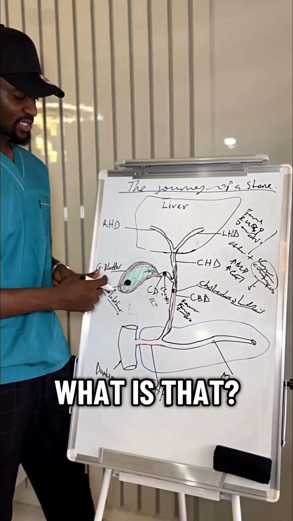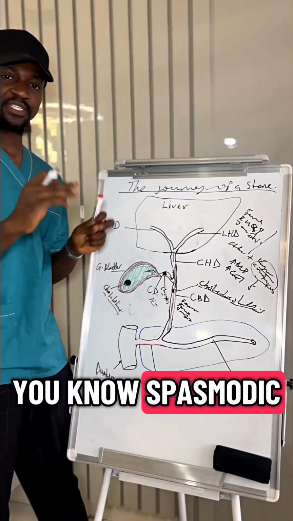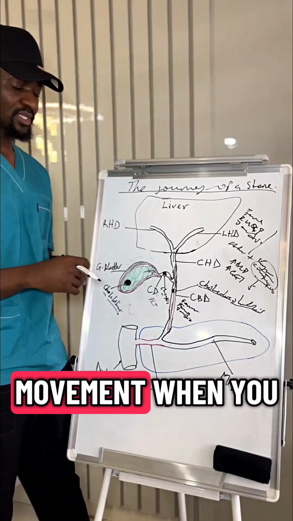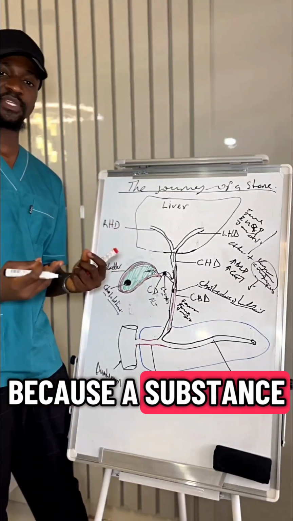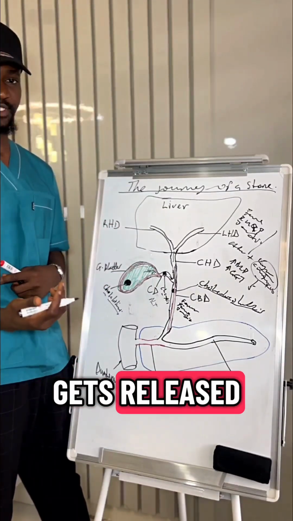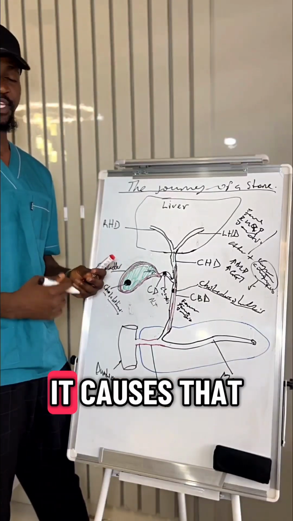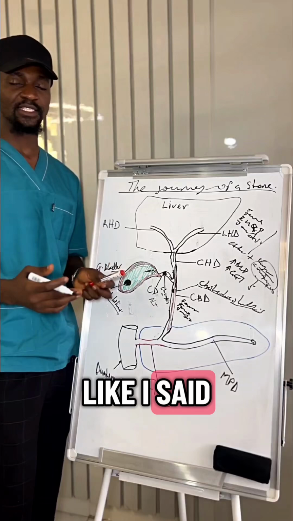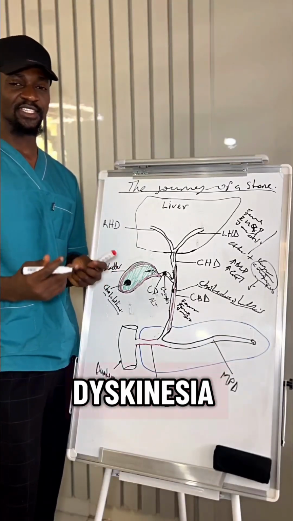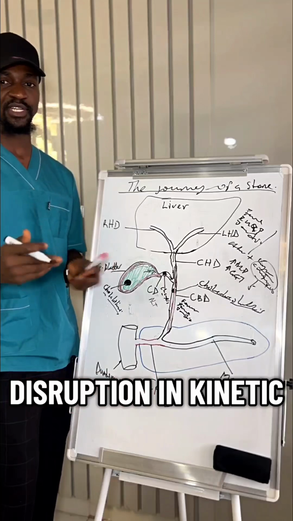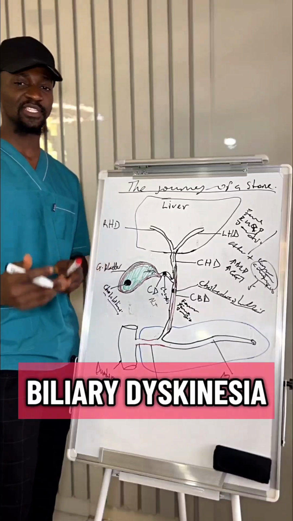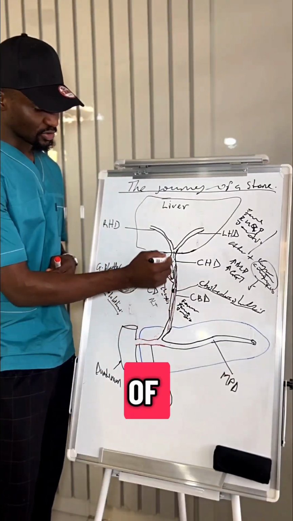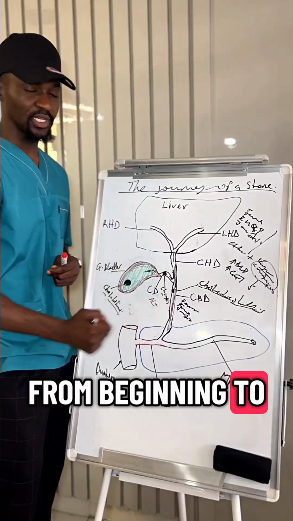What is that? There's supposed to be a spasmic movement, a peristaltic movement when you have eaten something fatty and oily, because a substance called cholecystokinin gets released. When cholecystokinin gets released, it causes that peristaltic movement. Like I said, primary biliary dyskinesia. Dyskinesia means what? Disruption in kinetic, movement of something. So when the primary biliary dyskinesia, there is absence of peristaltic movements from beginning to the end.